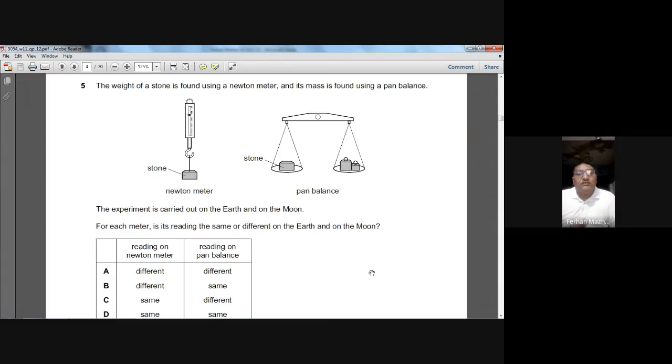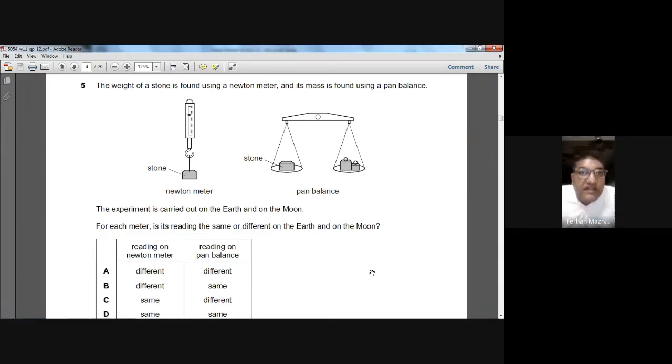You see, the Newton meter's reading depends upon the weight, or it depends upon the gravitational field strength at the location. And the pan balance readings do not depend upon the weight, they do not depend upon the gravitational field strength, they do not depend upon the location. So when you take the reading of the Newton meter on the Moon, the reading will be different from its reading on the Earth.